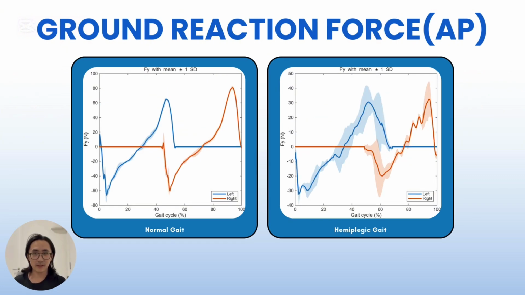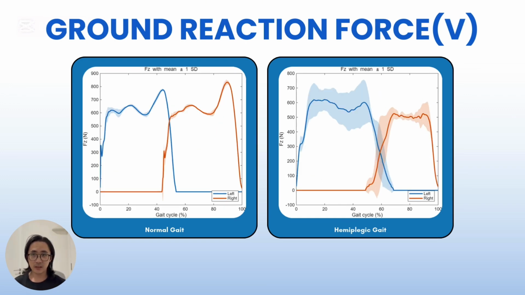For the anteroposterior direction, normal gait shows a negative braking segment in both legs during the early to mid stance, followed by a progressive rise toward a mean positive peak at propulsion. The standard deviation band remains narrow. Under the hemiplegic condition, the magnitude of braking and propulsive forces is reduced overall, particularly for the affected limb, which has larger variability and later termination of the cycle.